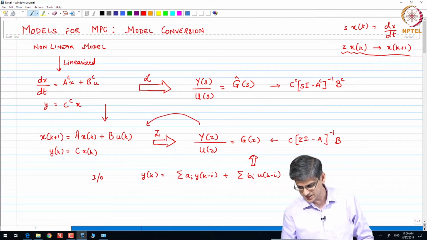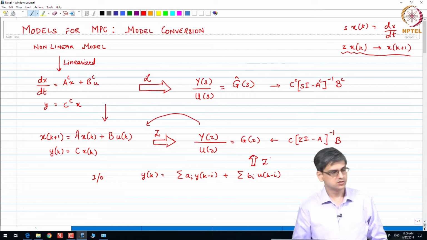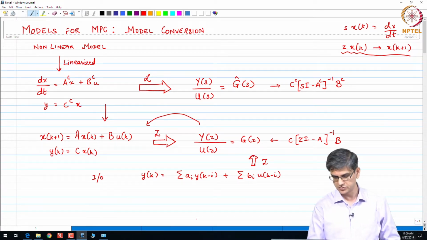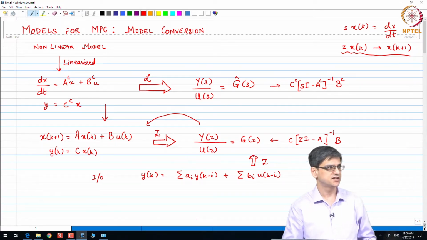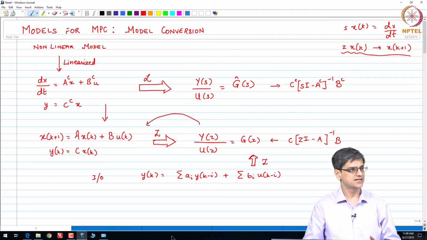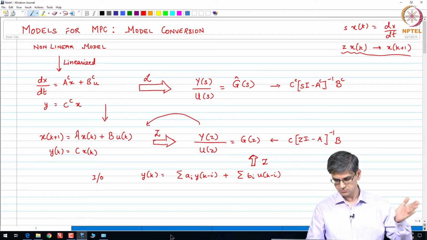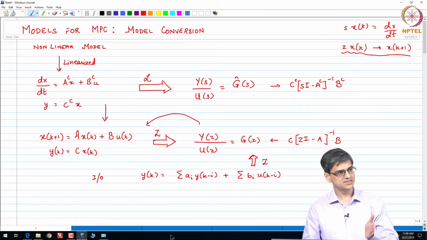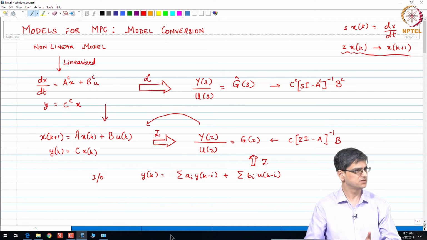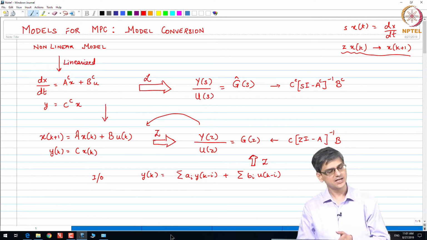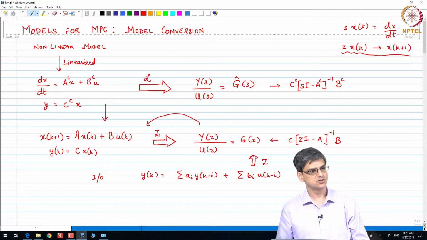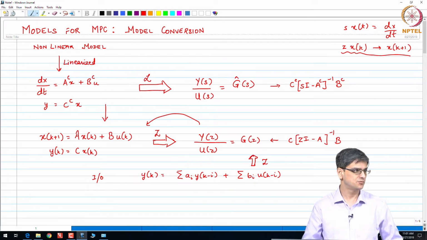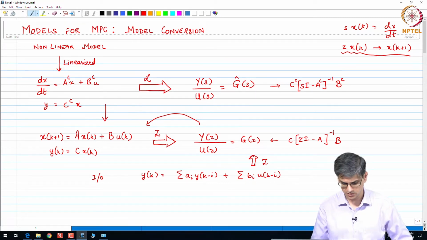You just take a Z transform of this. So, when you take Z transform of this, on the left hand side you just get Y(z), on the right hand side you will get a1 multiplied by Z inverse Y(z) plus a2 multiplied by Z to the power minus 2 plus a3 multiplied by Z to the power minus 3 and so on. Likewise, b1 multiplied by Z to the power minus 1, b2 multiplied by Z to the power minus 2, and so on and so forth. That is what you would get if you have an input output model. We talked about that last time.